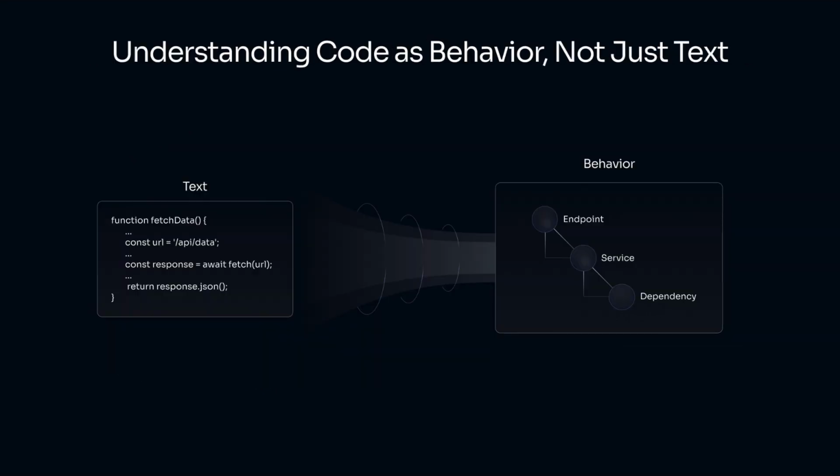Let's start with code. On the code side, we don't stop at repositories or findings. We parse repositories to extract executable structure, endpoints, services, dependencies, control paths, and then we model them as first-class entities. So the goal here is not just to understand the code as text, it's to understand the code as behavior, and then the agent can use that to better understand security findings.